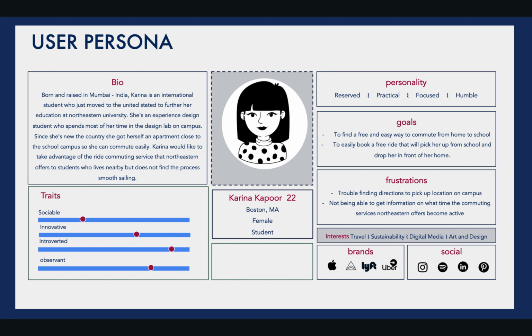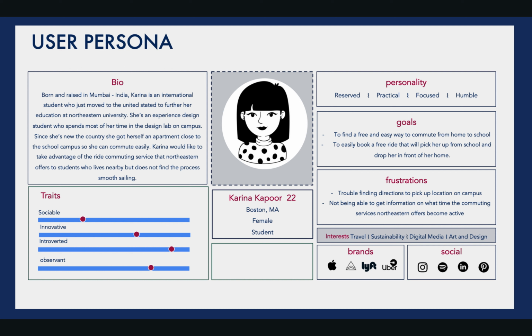To be able to properly address these issues, we started by creating a persona. The persona we created is Karina. Her name is Karina Kapoor. She's an international student who just moved to the United States to further her education at Northeastern University. She's an experienced design student who spends most of her time in the design lab on campus. And since she's new to the country, she got herself an apartment close to campus so she can commute easily.